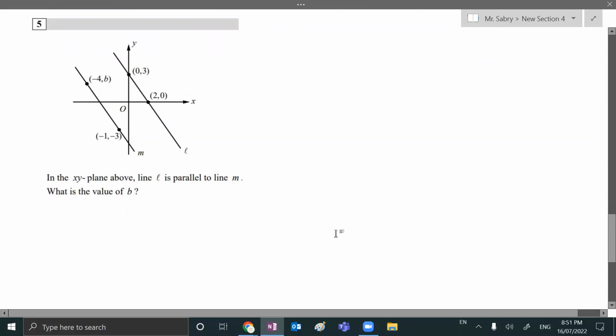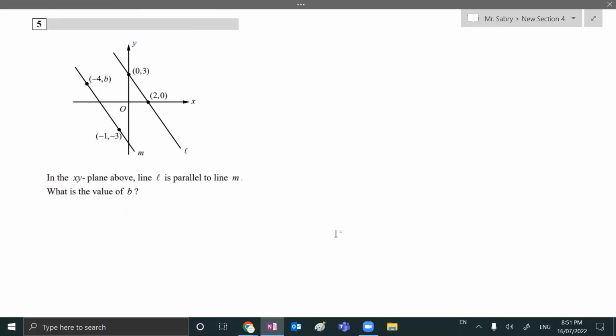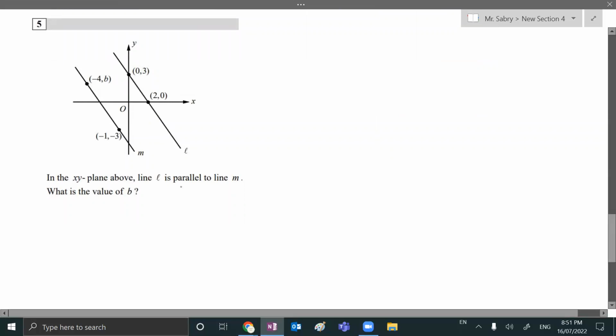Moving on to number 5. They showed me 2 lines. They told me that these 2 lines are parallel. They gave me the coordinates of one line, 2 points on that line, and they gave me 1 point on the other line, and the other one is missing 1 coordinate, which is b. They want me to find b.